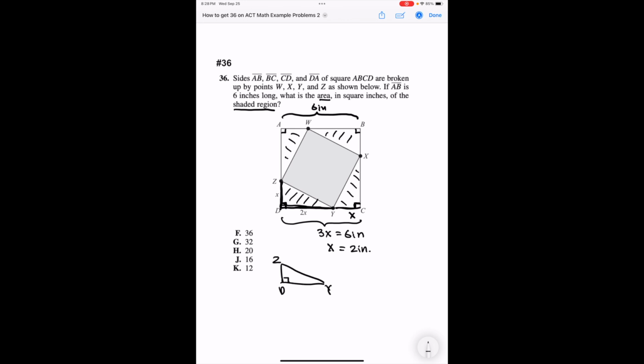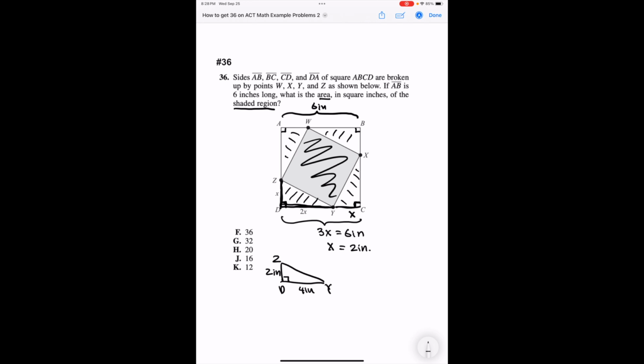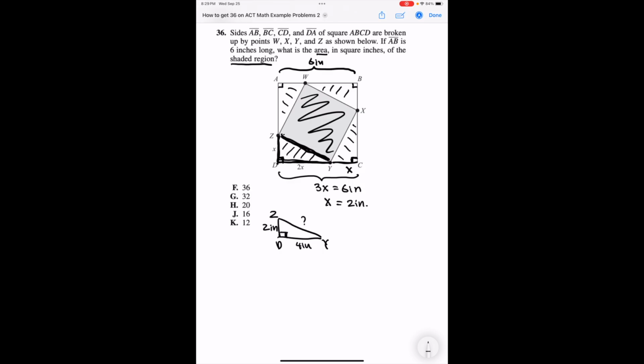We know that this is a right triangle, and we said that X is 2 inches, and then 2X would be 4 inches. We're trying to find this area right here, and notice that these are the edges of the square. So if you can find one edge, then you can find the area of the square. So let's just find YZ. We can use the Pythagorean theorem because this is a right triangle, and we can say a squared plus b squared equals c squared. We know that a would be, for example, 2 inches. So 2 squared plus 4 squared, and then we're trying to find c, which is the hypotenuse.